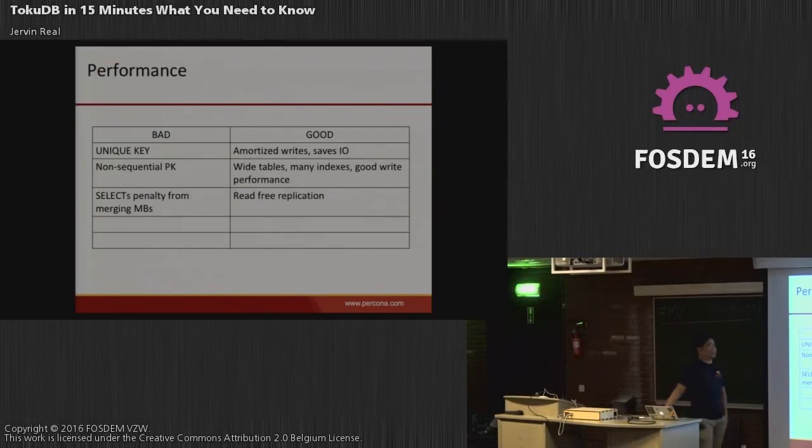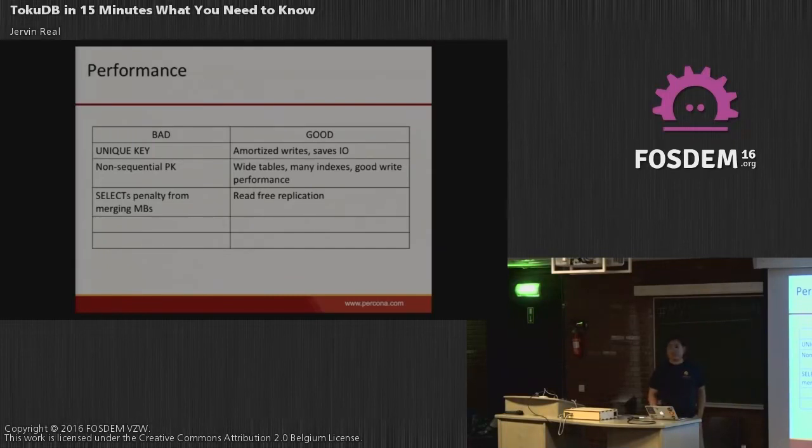In terms of performance, there are actually good and bad trade-offs that you do need to watch out for. First, the bad things: unique keys and non-sequential primary keys are very bad, right? When you're using a unique key, it translates into a read, from either the message buffers or from disk, and then a write. So it's additional work for TokuDB. Also, non-sequential PK is not very good because it can result in very bad fragmentation in in-memory workloads.